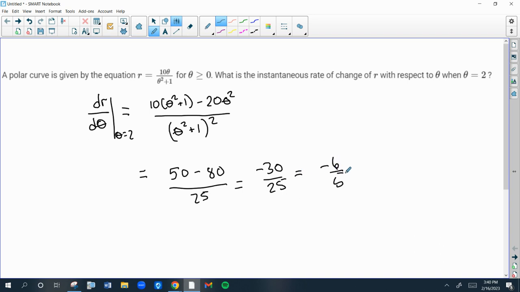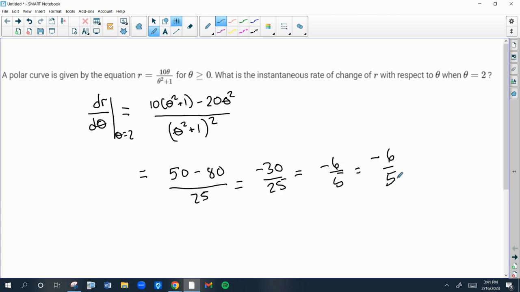So that's the rate of change of r with respect to theta exactly when theta equals 2: negative 6 over 5. It's negative, so that means r is decreasing. And remember, r is a distance to the origin. It doesn't necessarily mean you're getting closer to the origin; it depends where r is. We'll talk about that and what r is. But r is definitely decreasing as theta is increasing, and not very quickly. So it's negative 6 over 5.